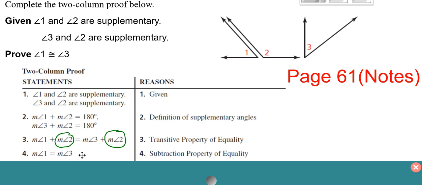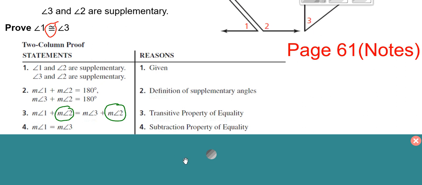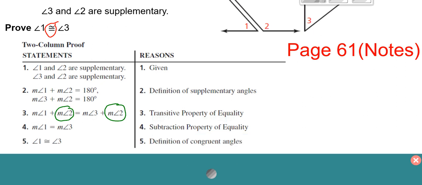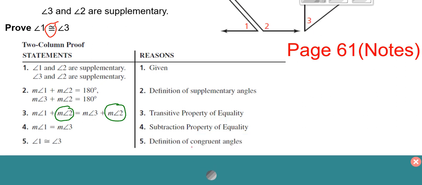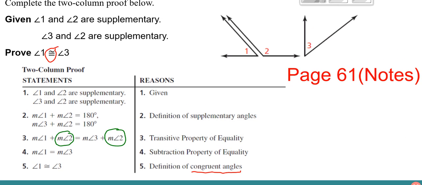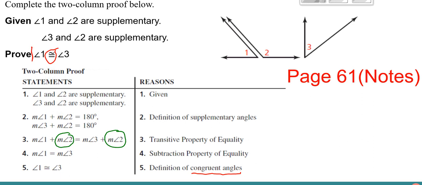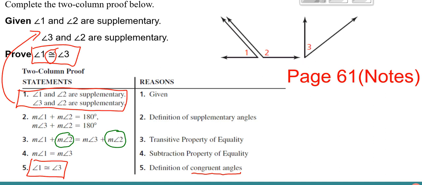We might, by the subtraction property, feel like we can stop, but remember, we're proving things are congruent. So we have to take it one step further and just say, well, if they're equal measures, then they are congruent, and that's just by our definition of congruent angles. So notice, again, our proof statement should be our last statement here, our conclusion. Our given is like our hypothesis if we're thinking about our conditional statements.